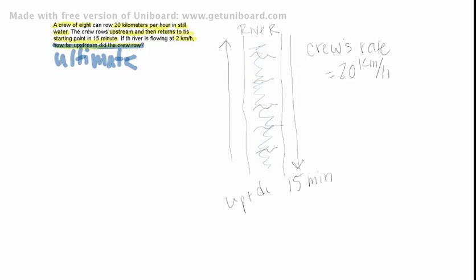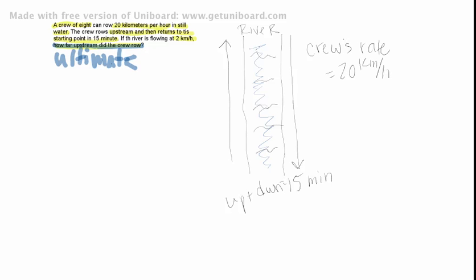Okay, here's the river. A crew can row 20 kilometers per hour in still water. So the crew's rate is 20 kilometers per hour. And again, I'm just reading through the problem and making notes. So the crew's rate is 20 kilometers per hour. They row upstream and then back downstream in 15 minutes. Up plus down in 15 minutes. If the river is flowing at 2 kilometers per hour, how far upstream did the crew go?